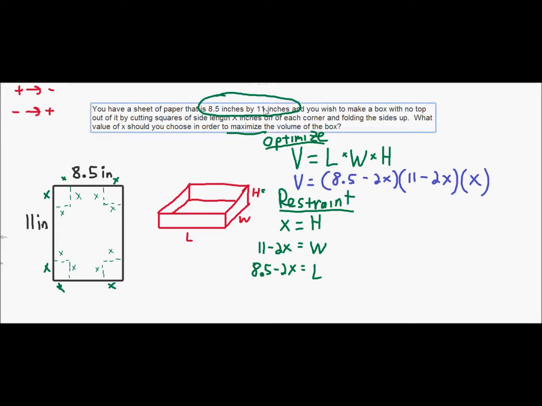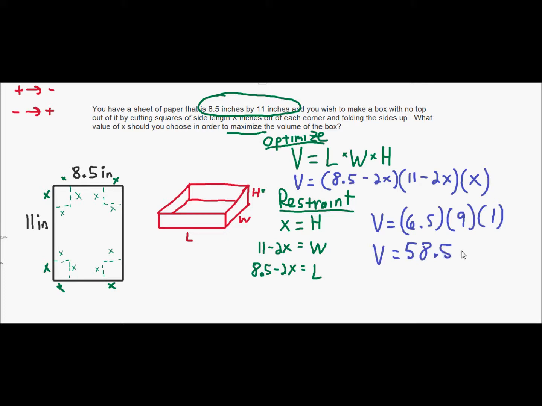Now, we want to maximize, we want to find the biggest value. We can start guessing and checking some x values here. For instance, like I said, let's say instead of doing calculus, we just decide to cut off squares of 1 inch. Well, if I cut off 1 inch on each side, using these equations on here, my volume becomes 8.5 minus 2 times 1, which is 6.5, times 11 minus 2 times 1, which is 9, times 1, 58.5 cubic inches. Okay, so you can see the result of picking one x value, this is when x equals 1, is going to give us a volume.